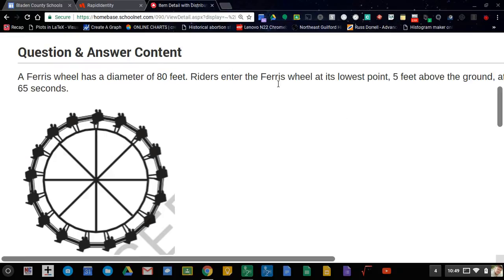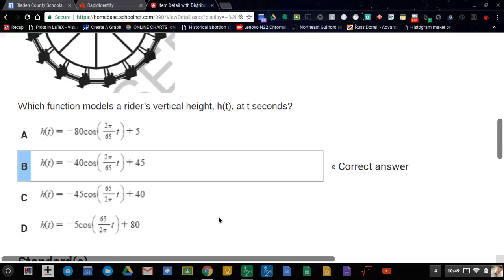Okay, riders enter the Ferris wheel at its lowest point, 5 feet. What part of your function does that 5 feet play into? Add that to your 40 to get that middle point. So that is your vertical shift, which is going to be 45. Guys, look down here. Which one has a vertical shift of 45? B, the only one. So just based on either amplitude or vertical shift, I can get this answer right.